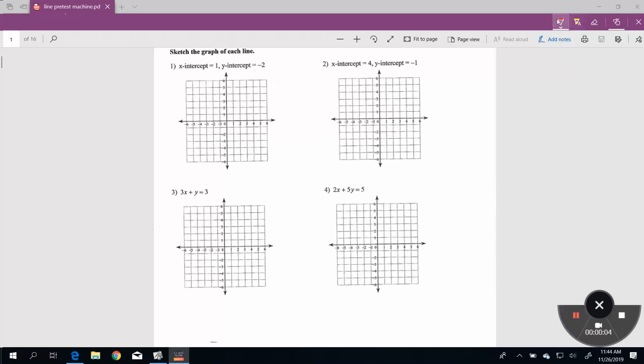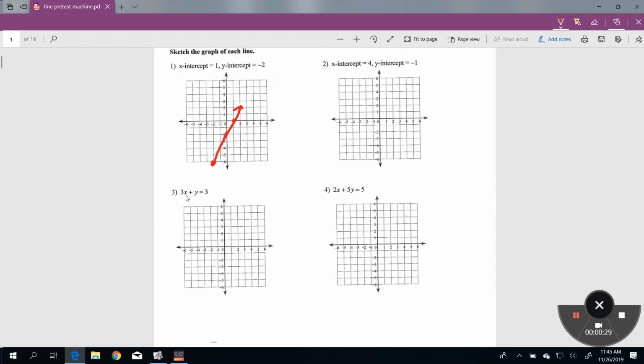Okay, so on this first one, you're supposed to graph these. So it says x-intercept of 1, which is right here, y-intercept of -2, which is down here. So now you just connect the dots. So if I do this, anyways, not the best, but you get the idea.